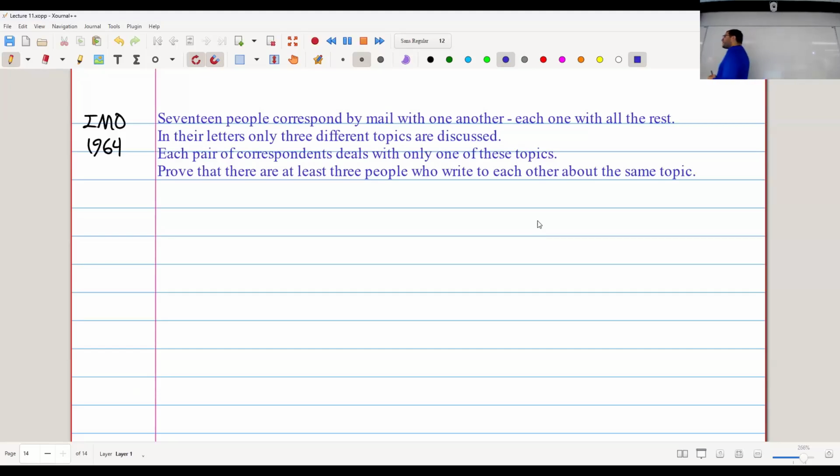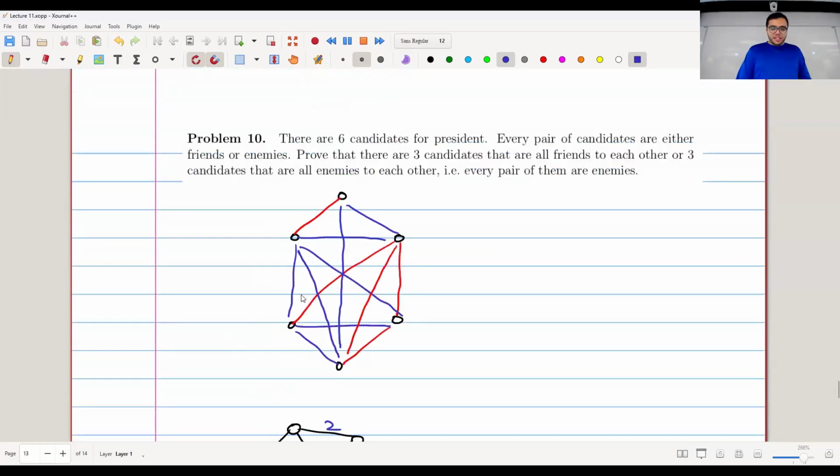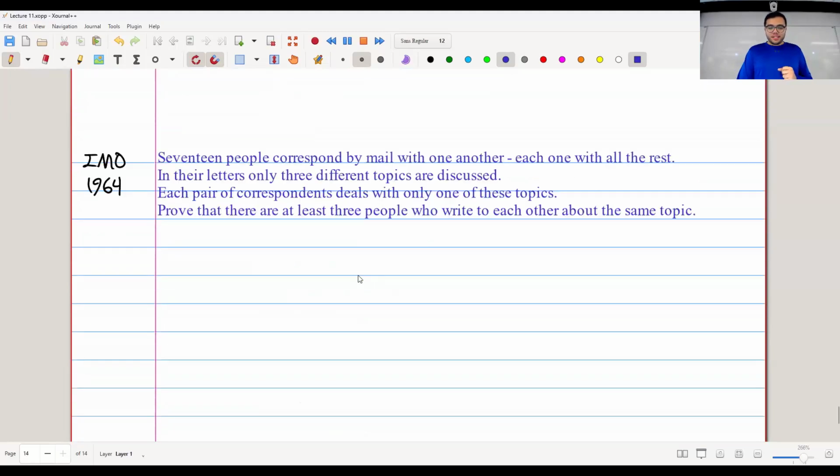So this is an extension of the previous problem. It's like we have 17 people now instead of 6 people. And then if you look at the color of the edges, we said here that we have 2 colors. We have blue and red. But in this case, they're saying that we have 3 different colors. So we have 17 people. Between every pair of people, there is an edge. But this edge has one of 3 different possible colors. And you should prove that there are at least 3 people who write to each other about the same topic. So again, you want to prove that there is a triangle with the same color on all of its edges.